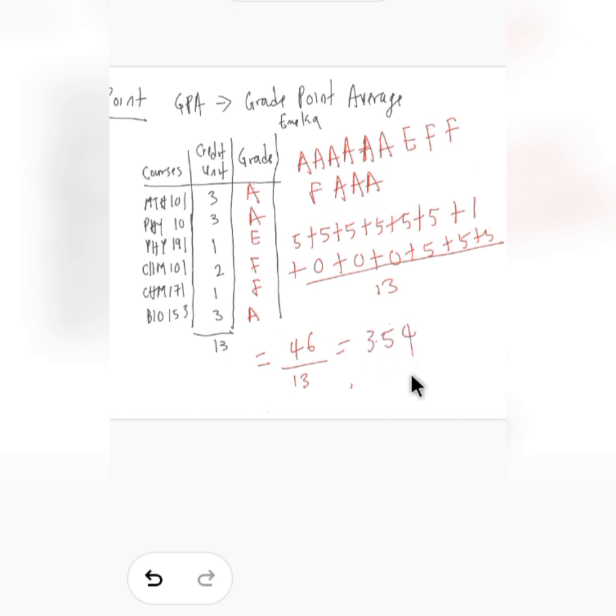3.54. This is exactly the reason why I said you have to allocate some energy. You have to allocate more energy to courses with higher credit units. I'm not saying you shouldn't take this one seriously, but I'm saying you should allocate more seriousness and more time and more energy to these courses other than this. You understand? Still allocate some time to this, but make sure you ace these courses.